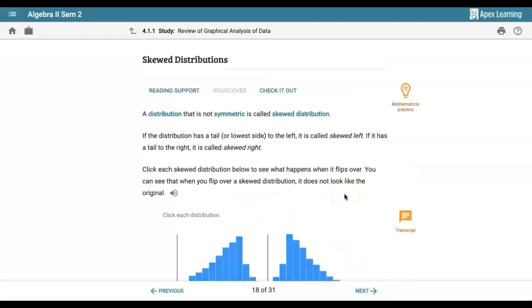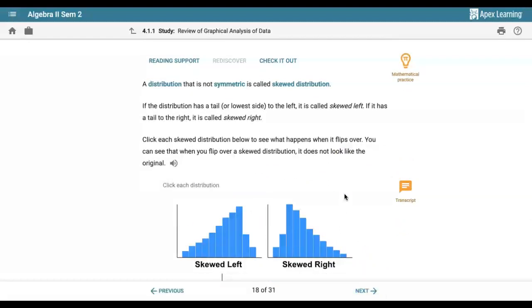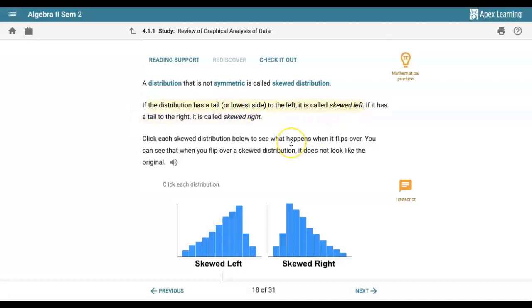But if they're not symmetric, they can have this thing called a skewed distribution. What that means is that the tallest part is moved to one side or the other. It's not perfectly in the middle. If the distribution has a tail or lowest side to the left, it's called skewed left. So what does that mean?